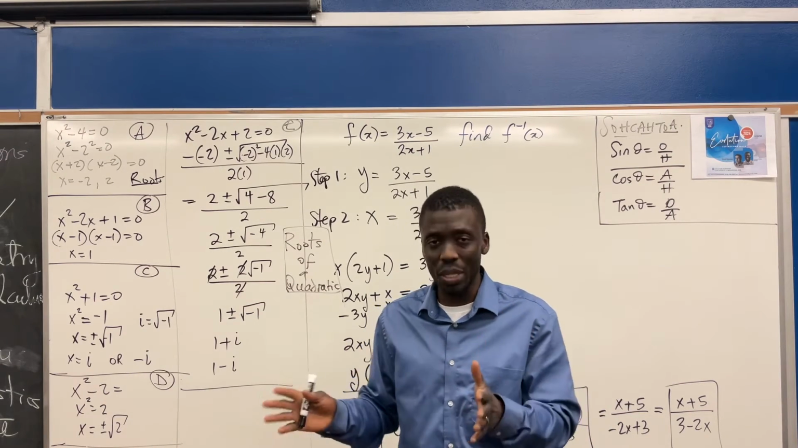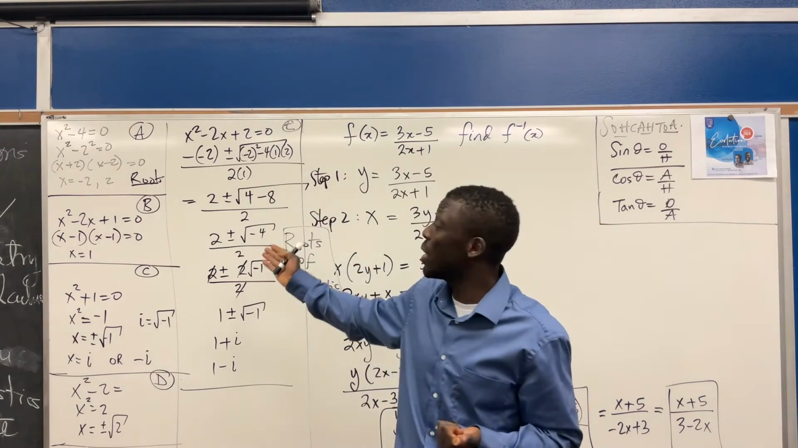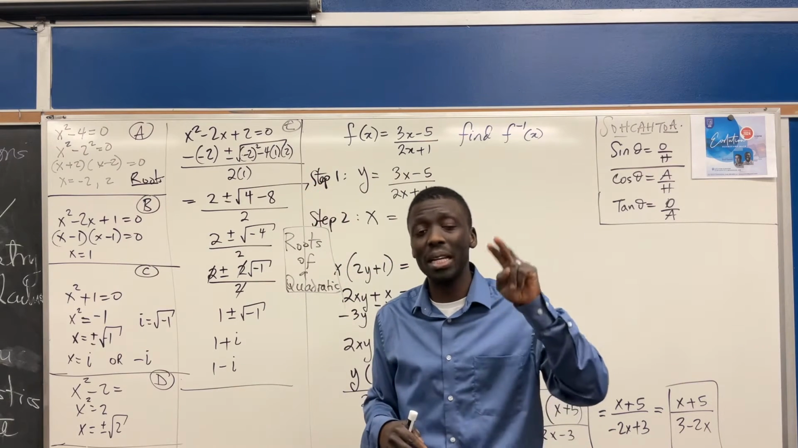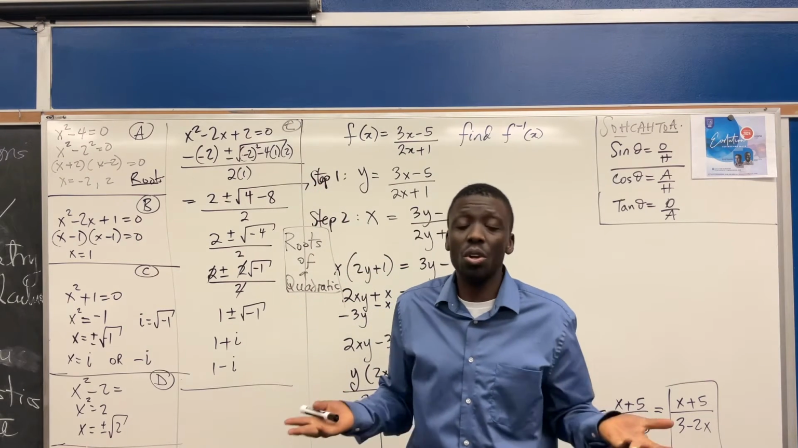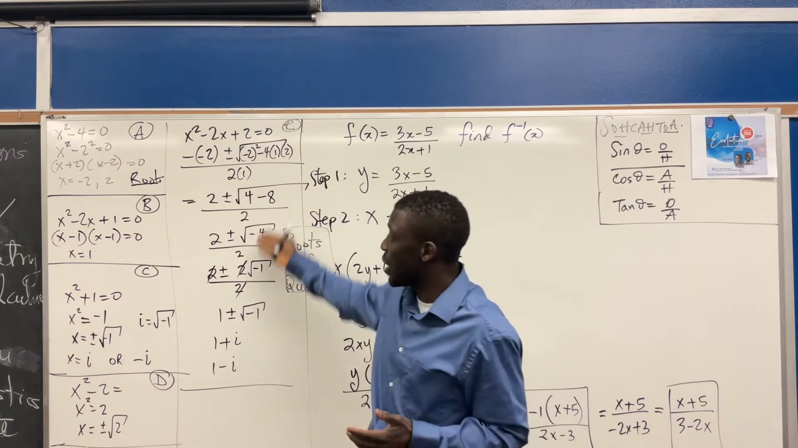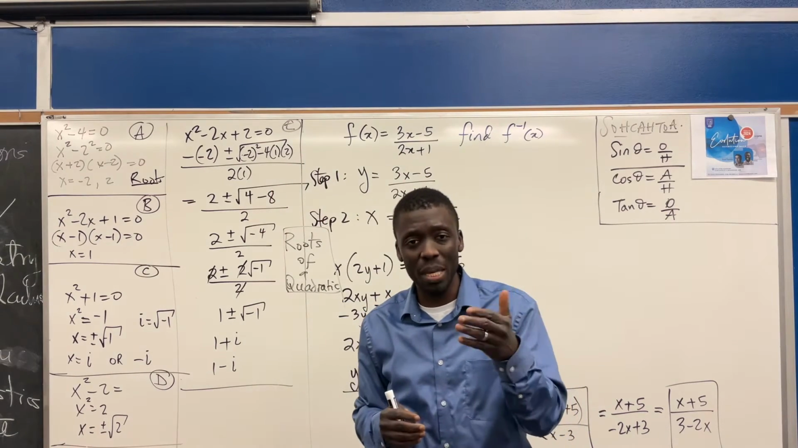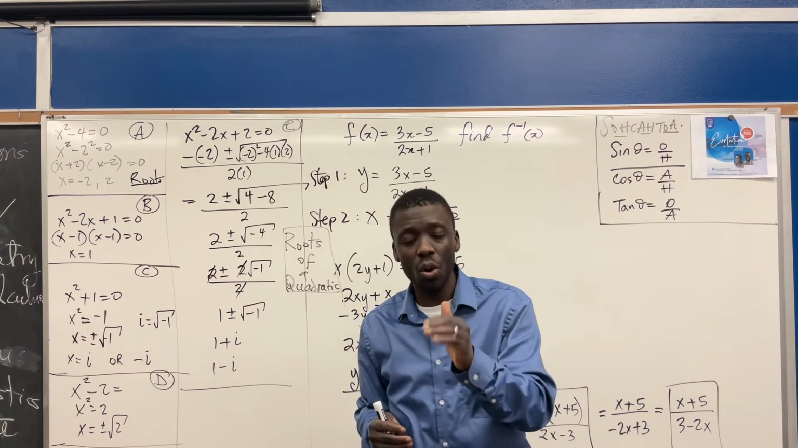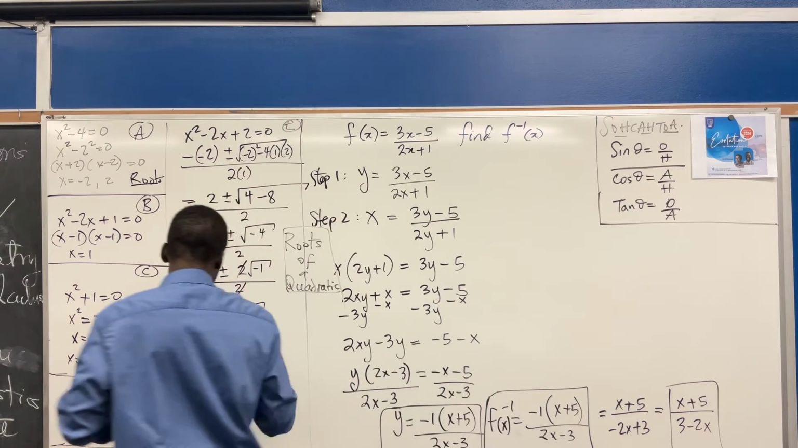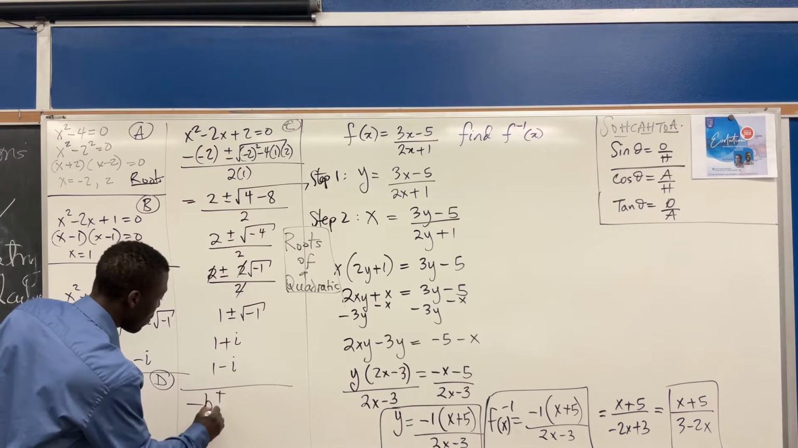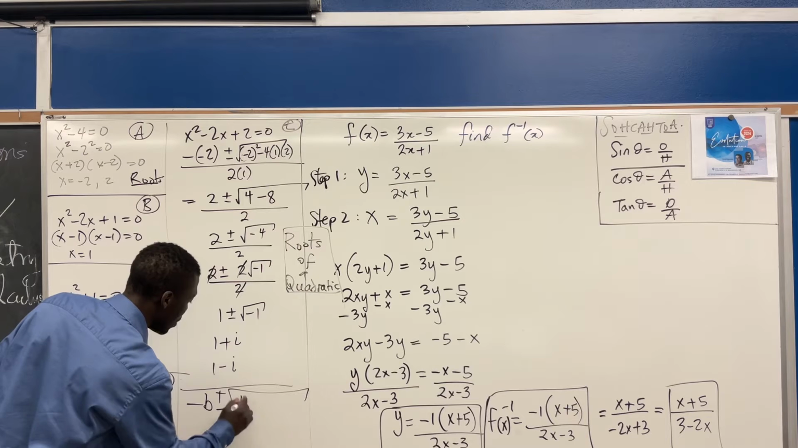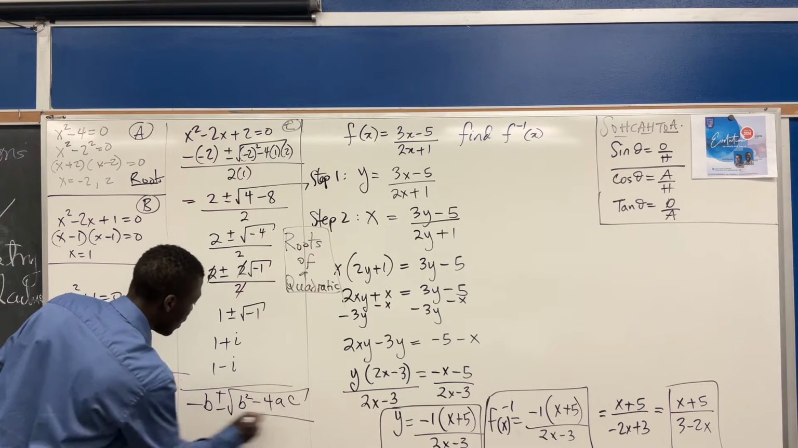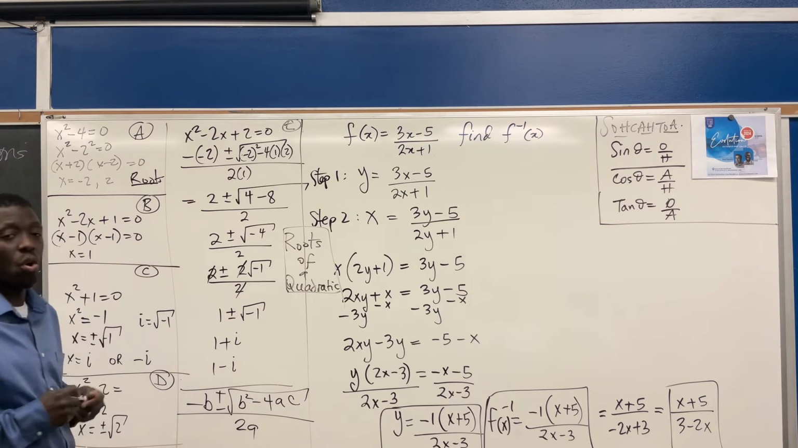You can't do it by the AC method because you will never find two numbers that multiply to give 2 and add to give negative 2. You're not going to get that. So you know you're going to need the quadratic formula, which is minus b plus or minus the square root of b squared minus 4ac, over 2a. So that's called the quadratic formula.